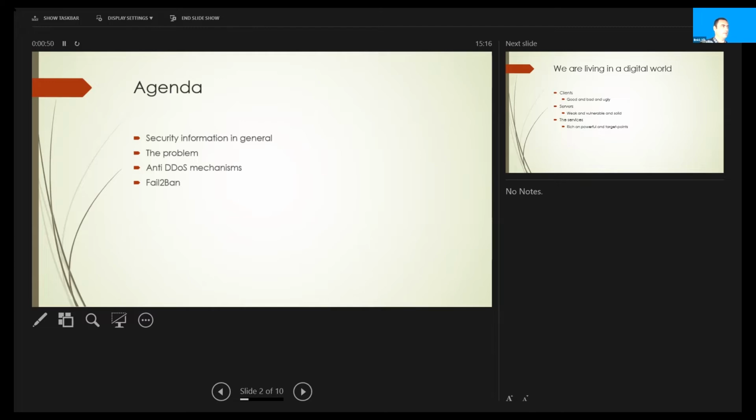So regarding the agenda, I will give some security information in general. We will give the problem, the anti-DDoS mechanism, and the focus of this study on the fail2ban package, that is a standard package within the Linux subsystem. But the idea is to test the performance of computing systems regarding these DDoS attacks.